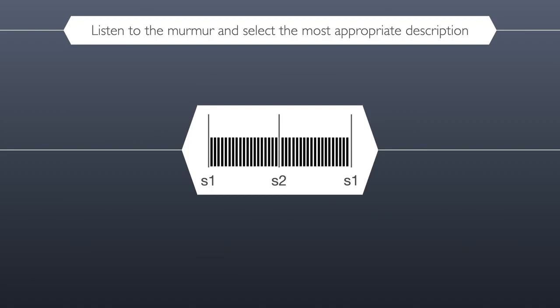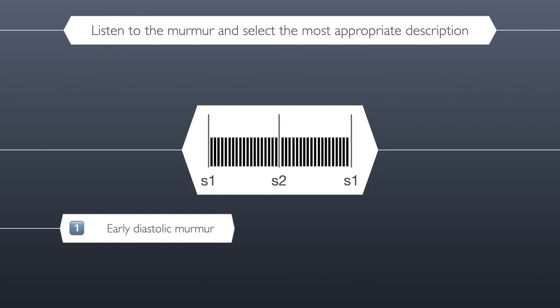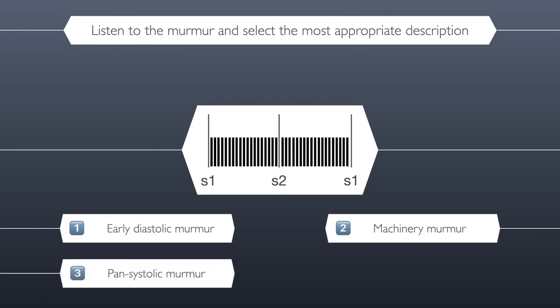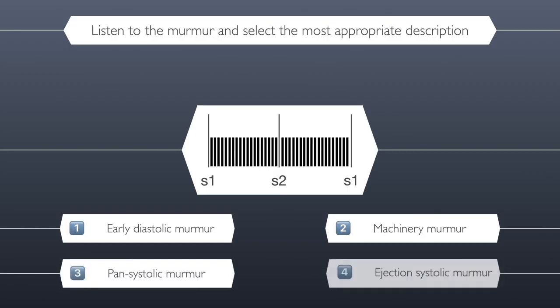And for question 8, here are your 4 possible answers. Is this an early diastolic murmur? A machinery murmur? A pansystolic murmur, or an ejection systolic murmur? Do you have your final answer? The correct answer is machinery murmur.